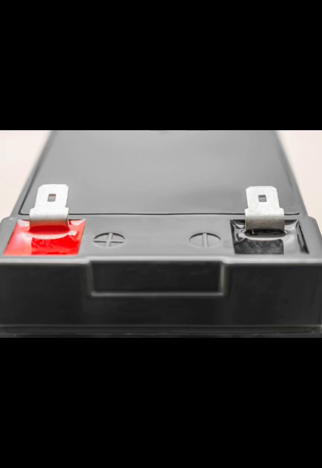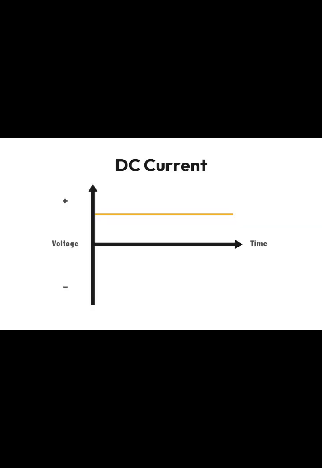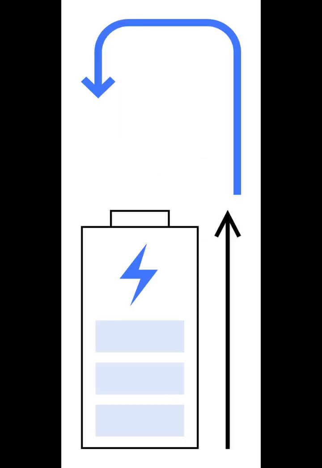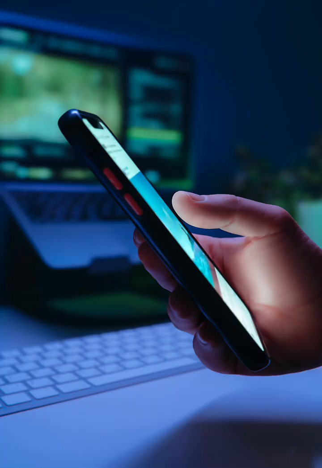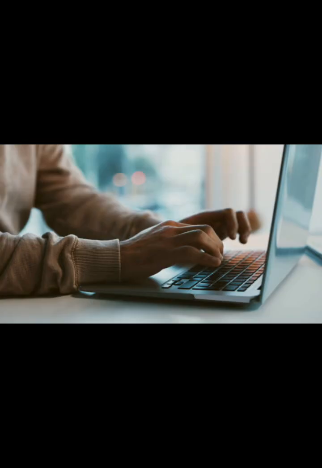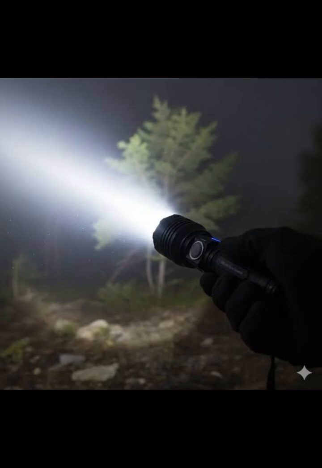DC stands for direct current. Unlike AC, DC flows in only one direction. It moves steadily from one point to another without changing direction. This type of current is commonly produced by batteries and is used in many electronic devices like phones, laptops, and flashlights. Any device that uses a battery is powered by DC.